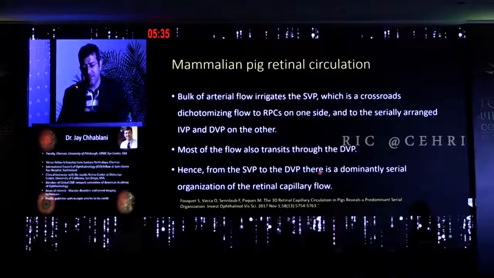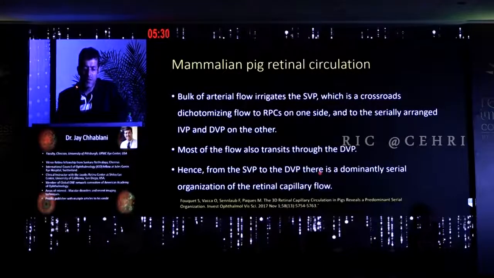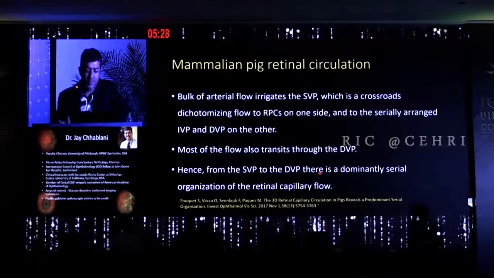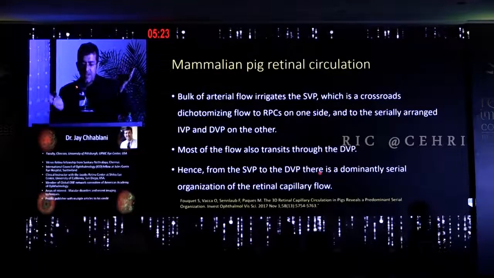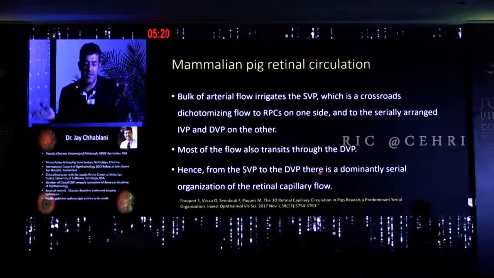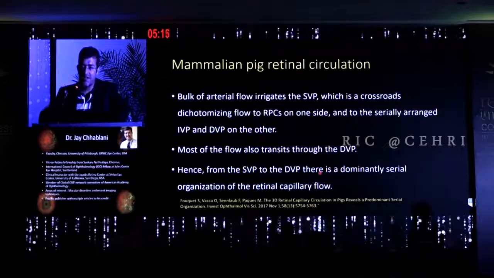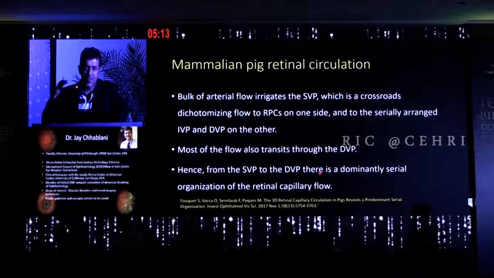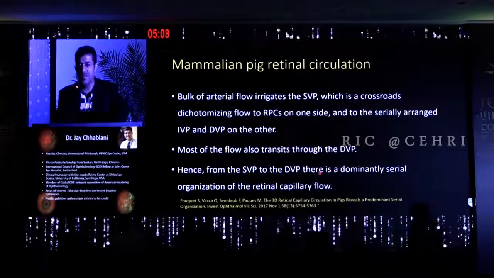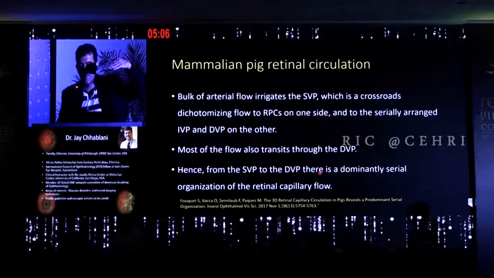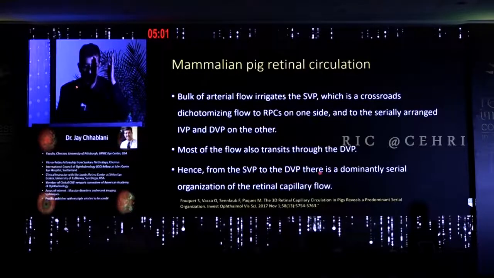So what did they say in the porcine model? They say that the bulk of the arterial flow irrigates the superficial vascular plexus, which is a crossroad that supplies the RPCs as well as the intermediate and the deep vascular plexus. But most of the flow actually transits through the deep vascular plexus. Each of these lines has clinical implications, which I have summarized towards the end. So the major flow comes through the superficial vascular plexus and then goes to the RPCs and the intermediate and deep ones.